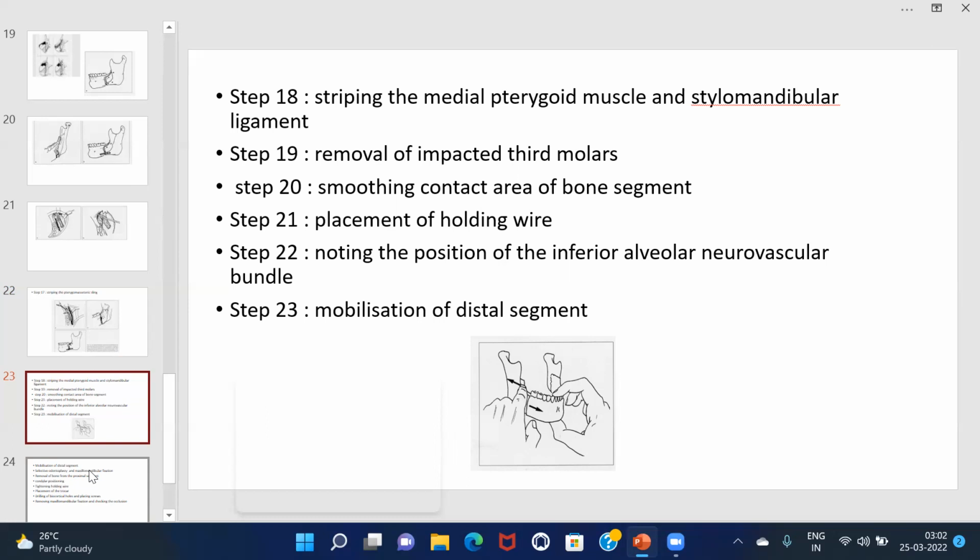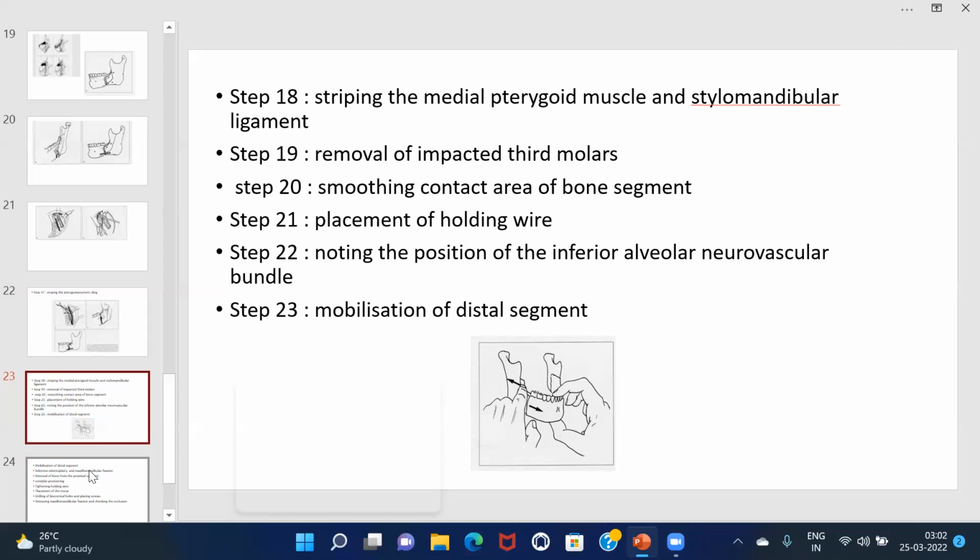Now, step 20, smoothing the contact area of the bone segments. A large pear-shaped bur is used to smooth the medial aspect of the proximal segment to ensure bone contact between the segments and prevent nerve damage by sharp bony edges. Bone should not be removed from the lateral aspect of the distal segment because of the potential damage to the alveolar neurovascular bundle. Now, step 21, the placement of the holding wire.